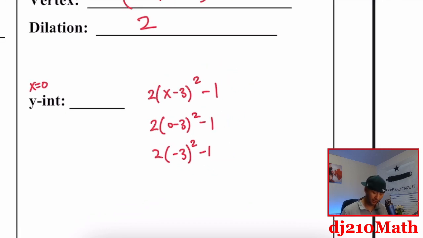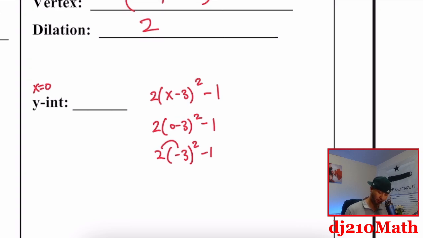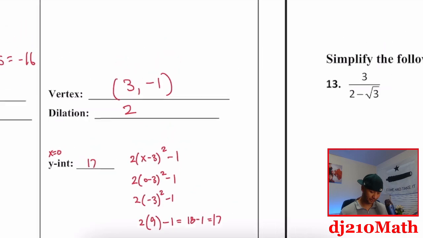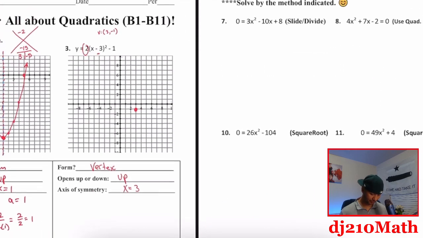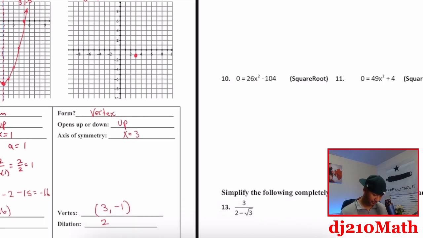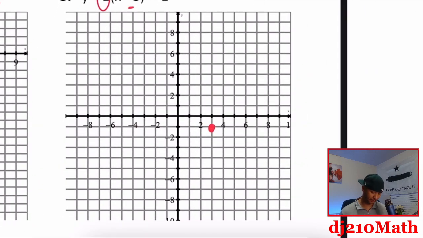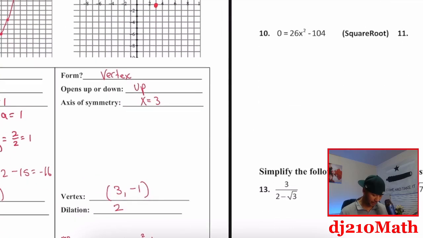Right? It's PEMDAS. You can't distribute the 2 and then square it. You have to apply the square first. So this is 9 times 2 minus 1, which is 18 minus 1, which is 17. So the y-intercept is at 17. Is that going to make sense? No, it doesn't. Well, because it's not on the graph. That's what I'm saying. There's a good chance it could be off the graph. I didn't make this, so.